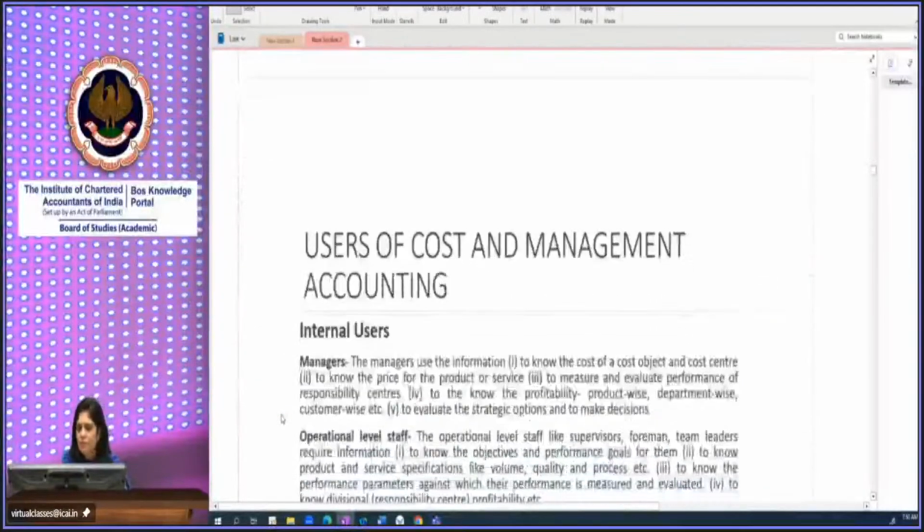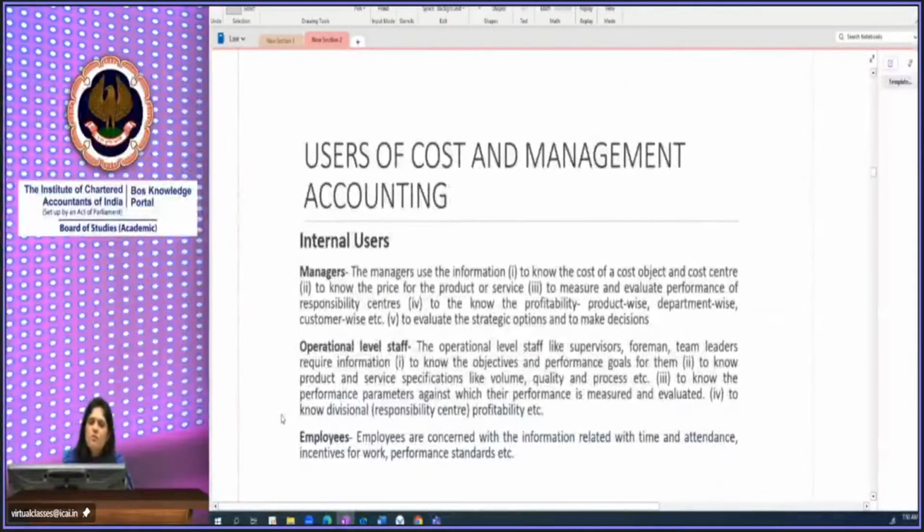Let's proceed further. Users of cost and management accounting. Mainly the cost and management accounting users are internal users. The managers use the information to know, first of all, the cost. What is the cost of a product or whatever service or any cost object? And the cost center. You will be learning in the following slides what we mean by cost center. Also, to know the price of the product.